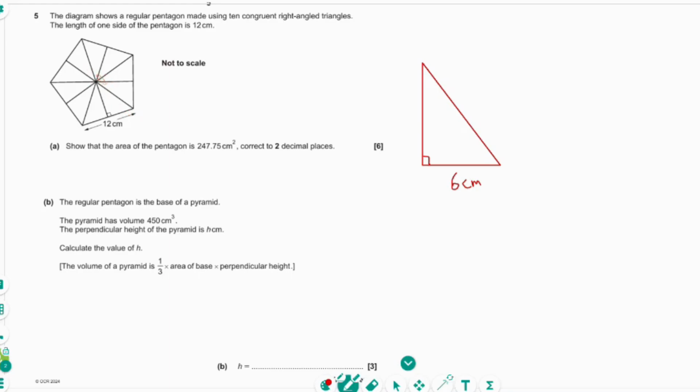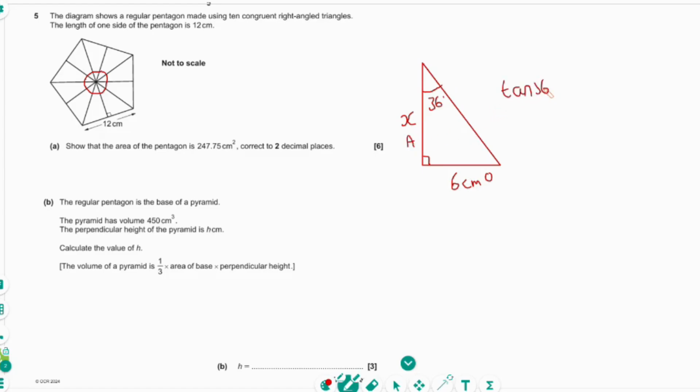Now I'm just zooming in here. Angles around a point add to 360. There are 10 congruent triangles, so 360 divided by 10 is 36. This angle here must be 36. To find the area of a triangle, it's base times height divided by 2, so I need to know the height. I've got opposite, I've got adjacent, so I know it's tan.